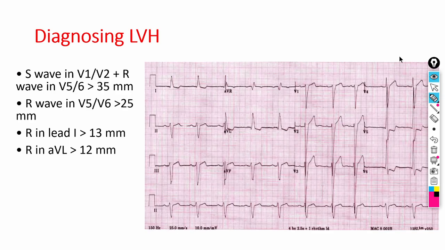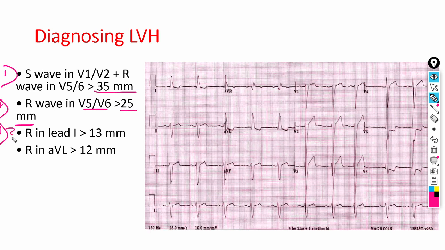Now we have some different types of criteria for diagnosis of LVH. As we have already discussed, the first criterion is the depth of the S wave in V1 or V2 plus the height of the R wave in V5 or V6. If it is more than 35 mm, it is diagnosis of LVH. Or if we consider lead V5 or V6 alone, if the R wave height is more than 25 mm, it is LVH.